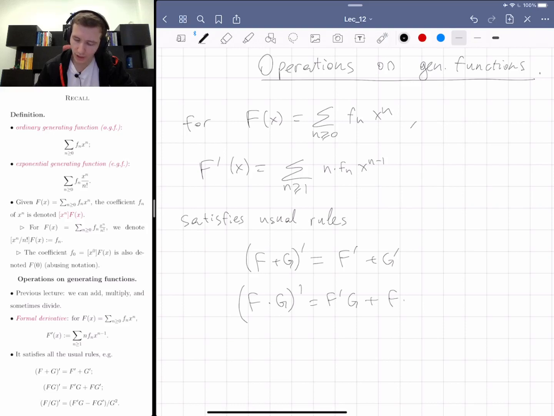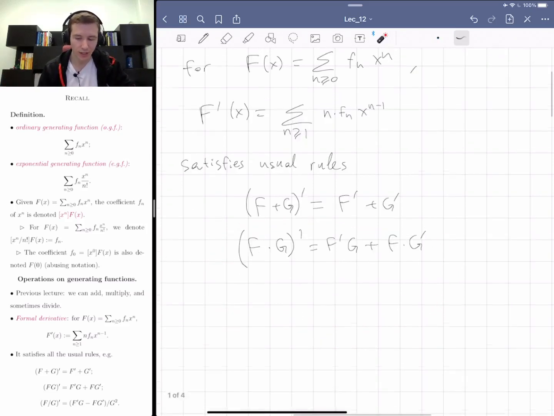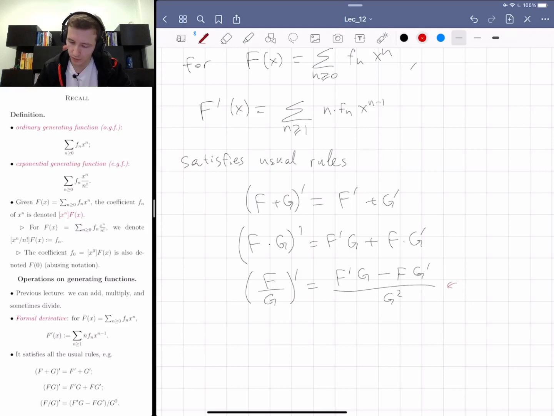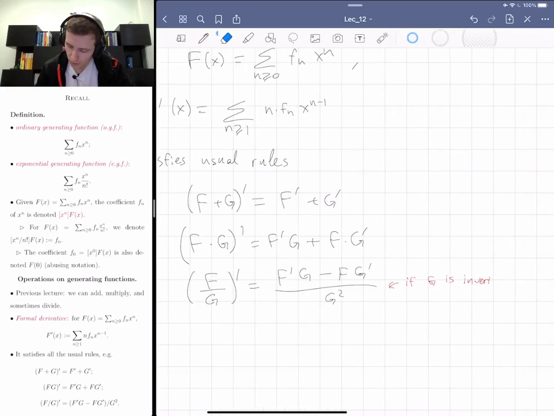So formally I would have to prove each of these rules, and that boils down to some sort of combinatorial arguments with formal power series. All right, but (f over g) prime, hopefully I get this one correctly, is (g prime over g squared). So this last one is, assuming g is invertible as a formal power series.